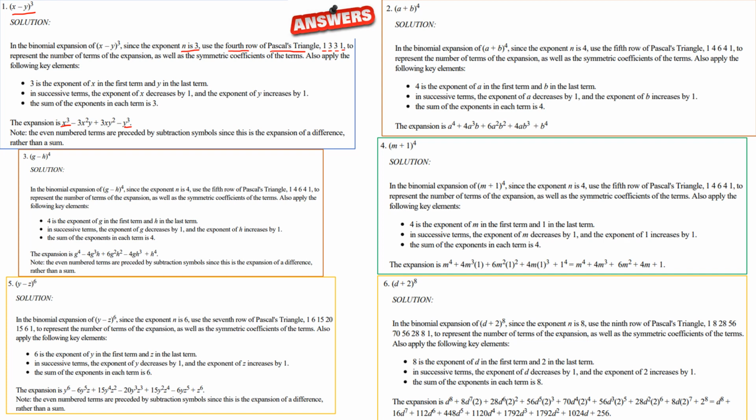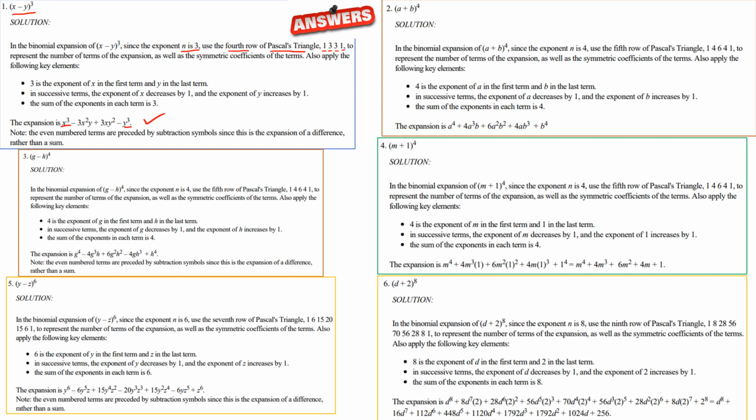In the successive terms, the exponent of x decreases by 1 and the exponent of y increases by 1. So the signs would be positive, then negative, then positive, then negative. The even number terms are preceded by a subtraction symbol since this is the expansion of a difference. You can see it is x minus y. So now here the coefficient is 3, x power is reduced by 1, so it becomes x square, y is increased by 1. Then x is reduced by 1, x to the 1, y is increased by 1. So this is how you get your answer.